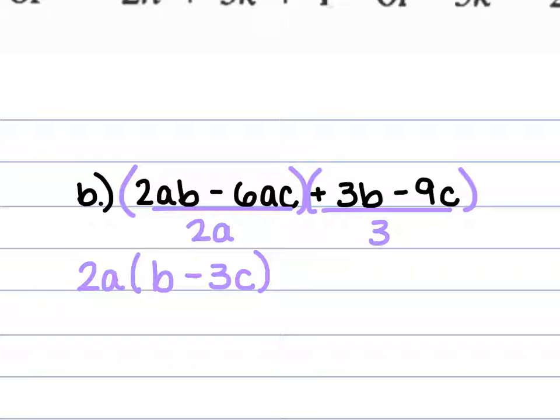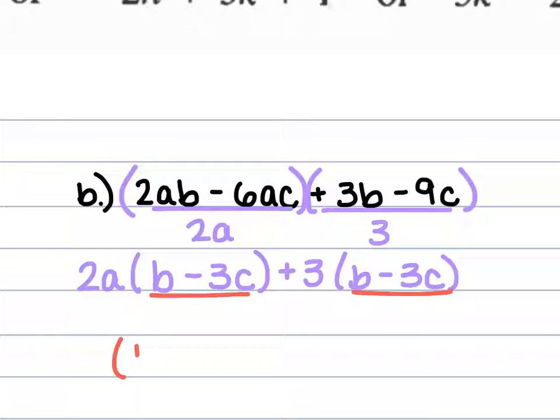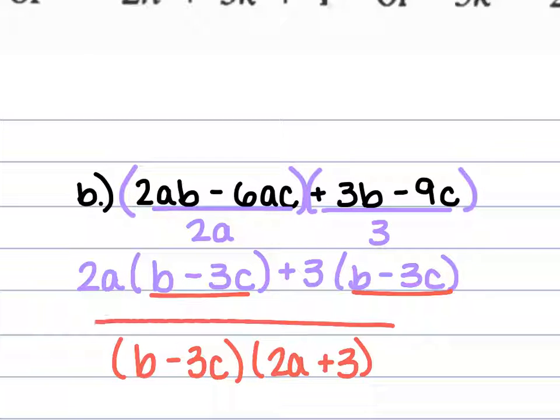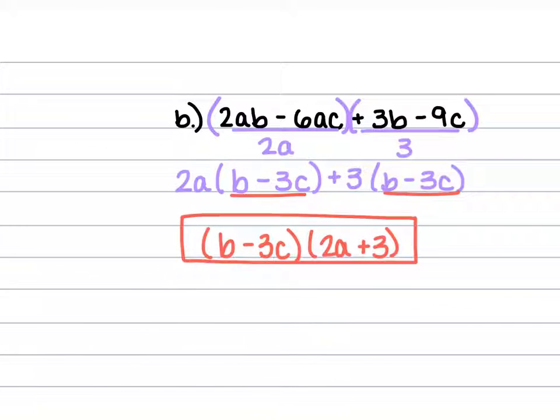And then if we factored the 3 out, it would be a positive 3, so it's going to be plus 3 times what would be left over, b minus 3c. Our 2 sets of parentheses are the same, so we're going to rewrite one. So that's going to be b minus 3c, and then we're going to make another set out of the 2a and the positive 3. So this is going to give us b minus 3c times 2a plus 3.